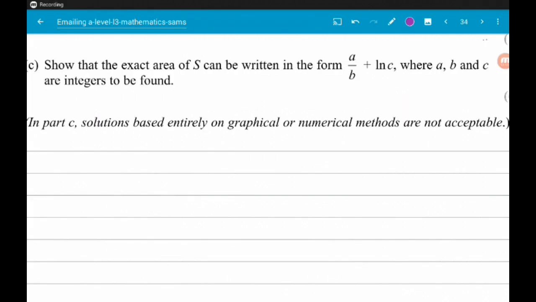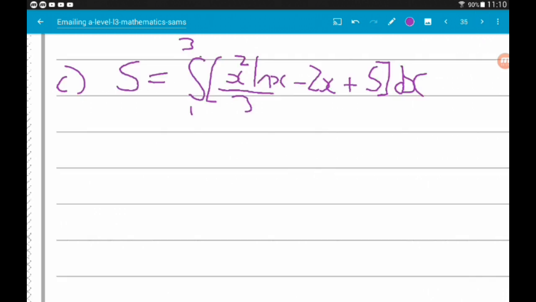Cool. Okay, then part C wants us to show the exact area of S can be written in the form A over B plus log C, where A, B and C are integers to be found. So, how are we going to do this? Integration. So, the area is the integral between 1 and 3 of x squared log x over 3 minus 2x plus 5 with respect to x. Now, first of all, we're just going to worry about integrating x squared log x over 3. The minus 2x plus 5 bit we can do with our eyes closed.